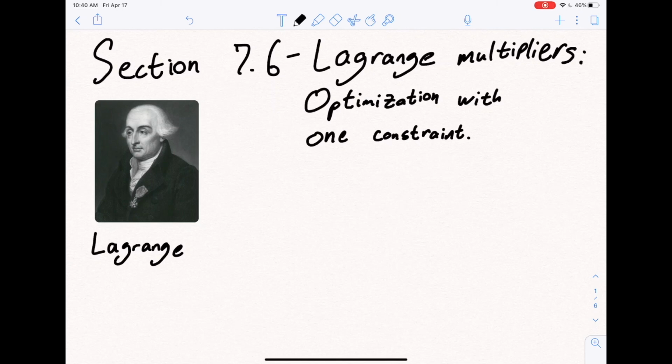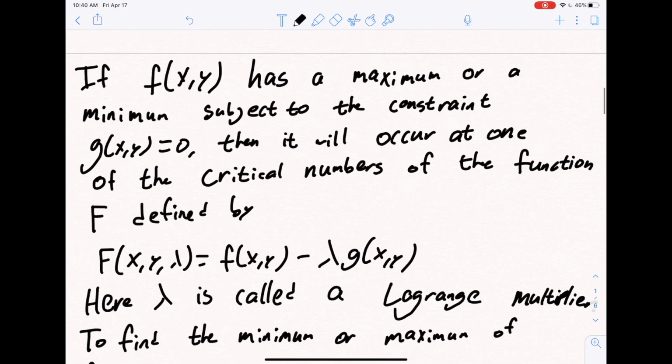Here in section 7.6, I want to talk about Lagrange multipliers, which are all about optimization of multivariable problems subject to some constraint. Lagrange multipliers is named after Joseph Louis Lagrange, pictured here, who came up with this method in the 1700s. So here's how the method works.